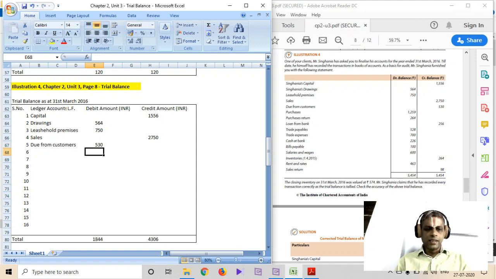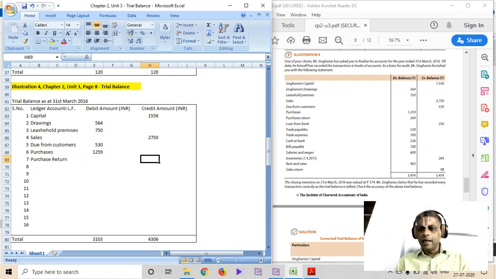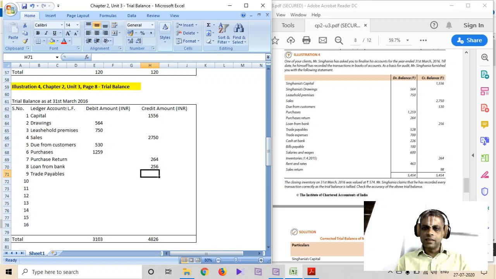Let's see purchases. Purchases, as we know, is the debit balance. So purchases total is 1259, and purchase return. Purchase return should be a credit balance. Right? Rectify that. That's 264. Loan from bank. Loan from bank is a liability, so should be credit balance 256. Then we have trade payables. Trade payables is sundry creditor. Sundry creditor should be credit balance 528.